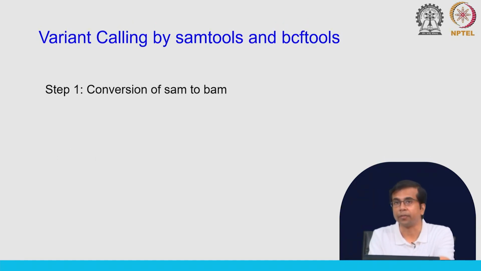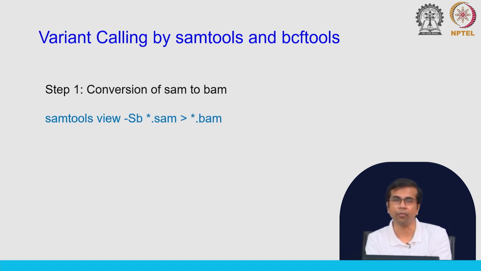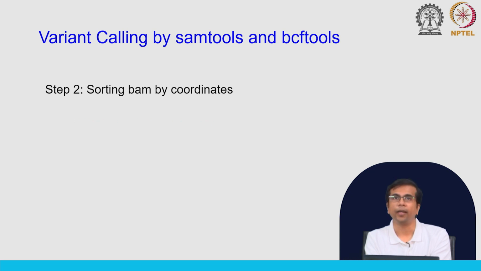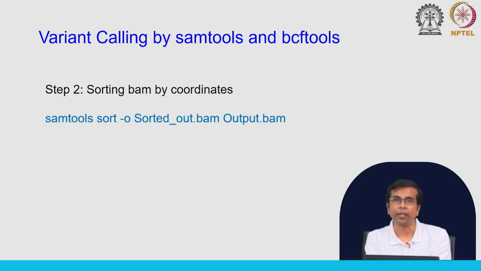Okay. So, the conversion of SAM to BAM actually uses this kind of command. It uses the command samtools view -Sb. Again, if you go to the manual, you can see what these options are doing, and then this is the notation. You give the SAM file name, a greater-than sign, and the output BAM file name. Okay. What the output BAM file should be. Okay. This is the first step. This is the conversion of SAM to BAM. Then you have sorting of BAM by coordinates. Okay.